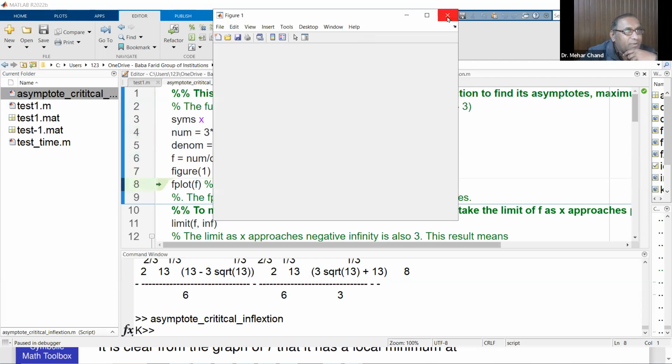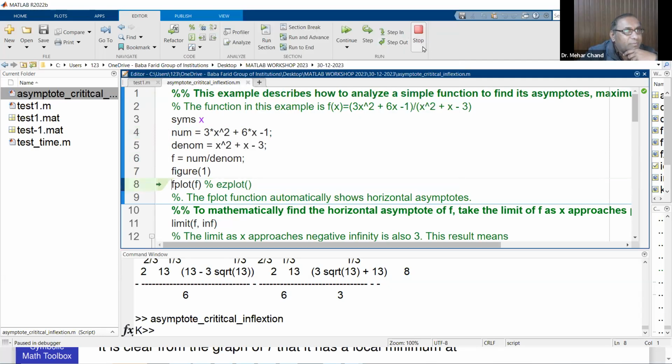Okay. So now we have the graph. And you can stop from this place. Sometimes you need to stop the program in between. You can press this icon.